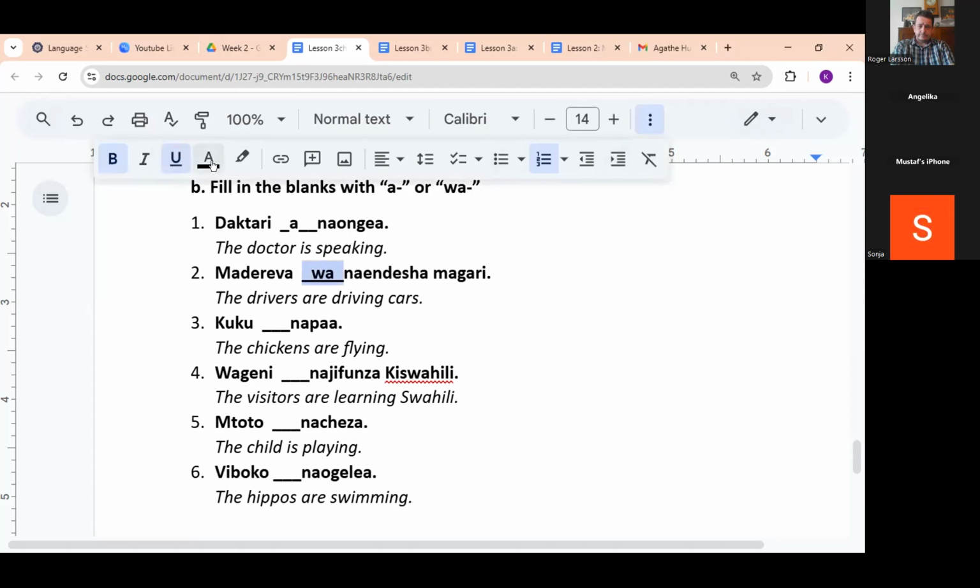Number 3, Kaka Mustaf. Pole. Kuku wanapaa. Chickens are flying. Asante.